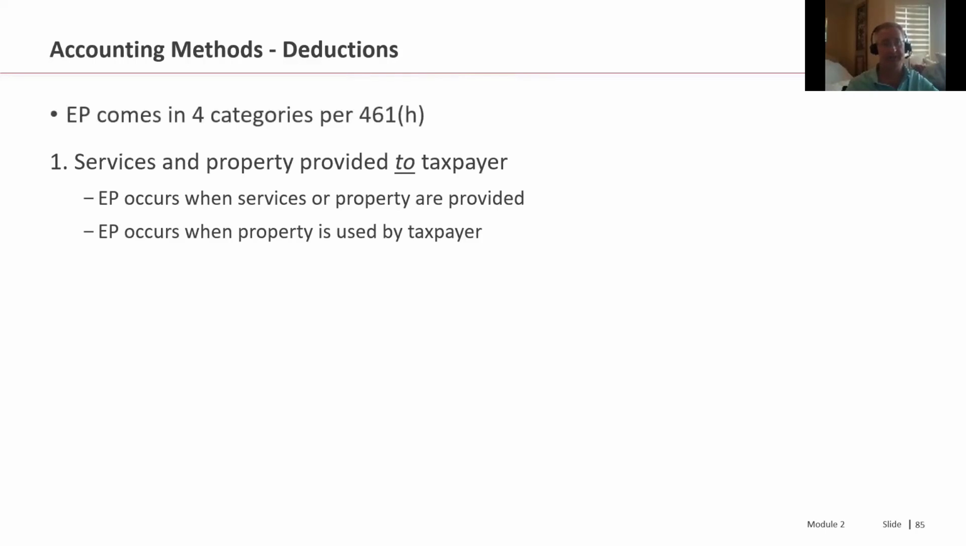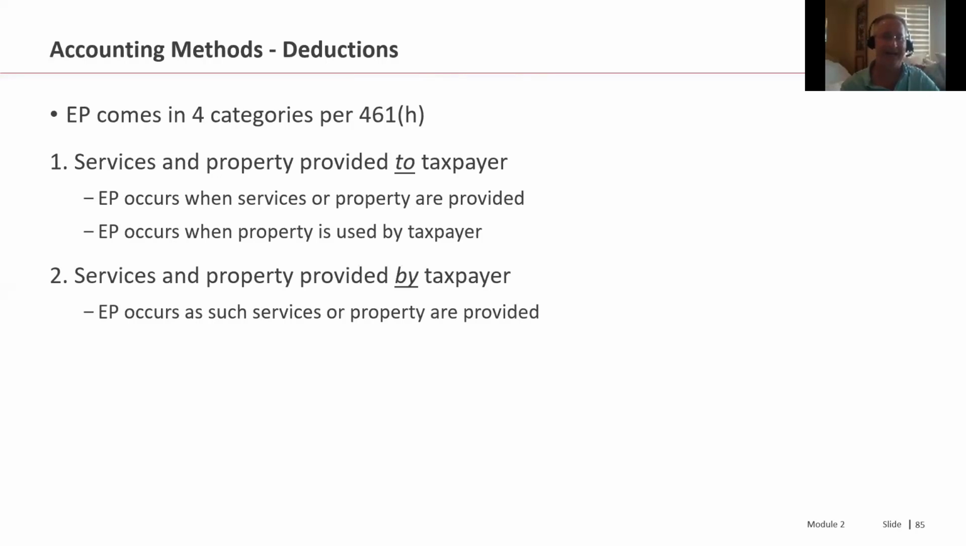So if it's for services and property provided to a taxpayer, which the vast majority of expenditures are for, by the way, I'm either buying goods or I'm buying services for my business. Those are deducted when they're provided to me. That's kind of classic GAAP accounting. If I buy goods, when are they provided to me? When title transfers. That's when I get to recognize the deduction as well. When property is used by a taxpayer, that's things like rent. So if I rent a building, when can I deduct the payment I make for rent? It's as I use the property. That's when economic performance occurs.